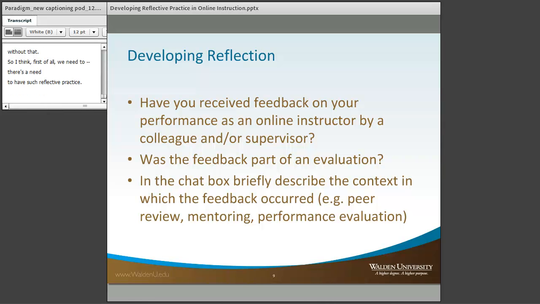Third question, I'm going to ask you to put this in your chat box. Just type it in. Think about any feedback you've gotten on your work as an online instructor, whether it came from a supervisor, whether it came from a peer, whether it came from students. Type in the nature of the context that occurred. So you might put in a peer review, you might put in a mentoring situation, you might put in performance evaluation.